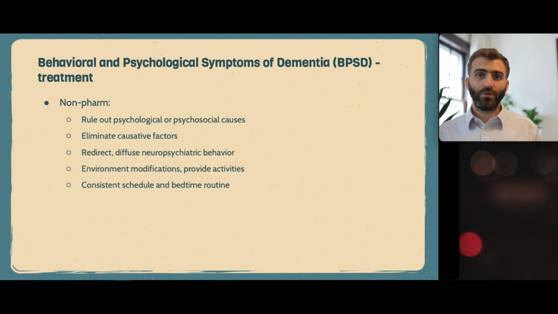Treatment: first you want to do non-pharm things. So rule out other causes, rule out other disease states, redirect, defuse the patient. For example, if your patient with dementia is getting angry or aggressive or violent, give them a task to do. Have some unfolded towels, have them help you fold the towels. Remove coats and hats and things like that that make the patient think they're leaving the unit, so making them feel safe and secure in their environment. Having a routine, a consistent schedule, can all be really helpful.